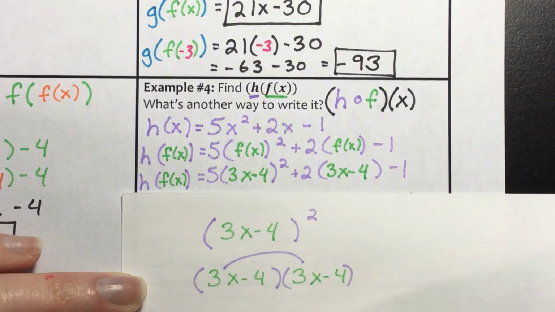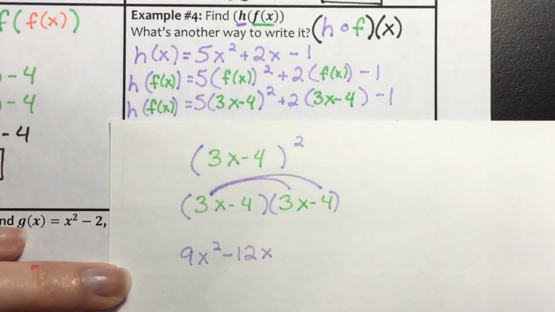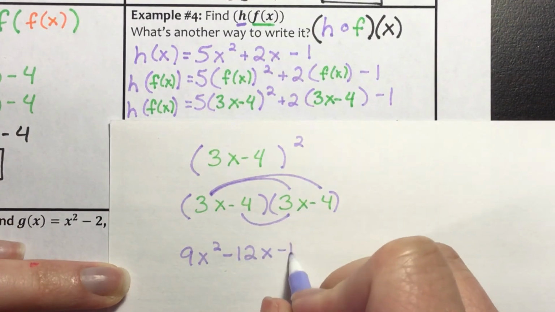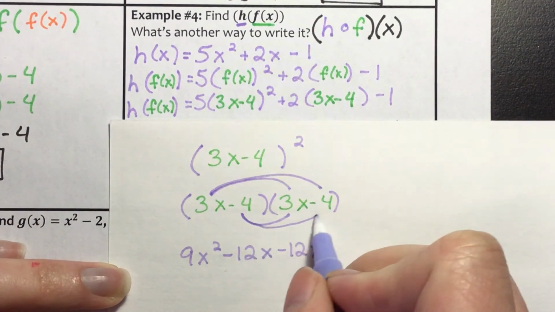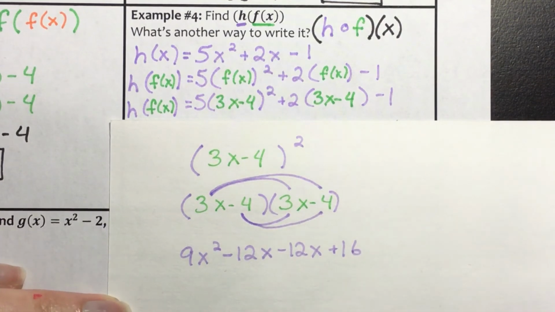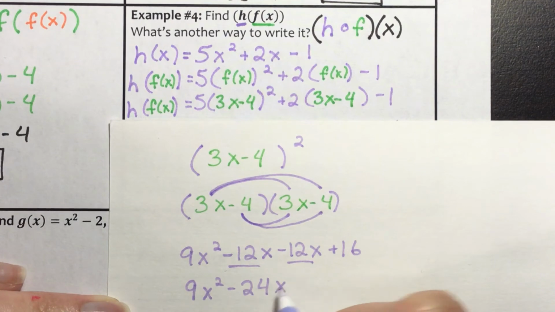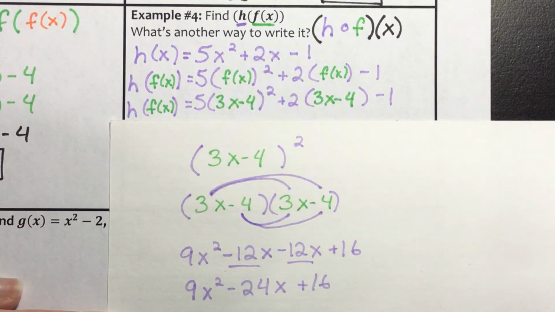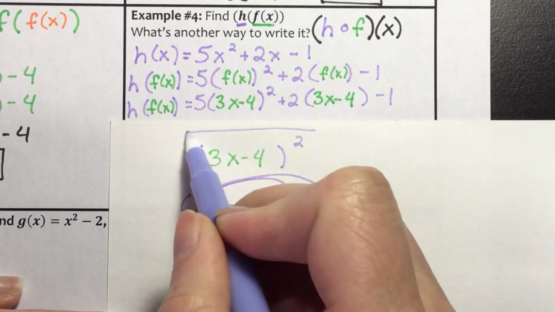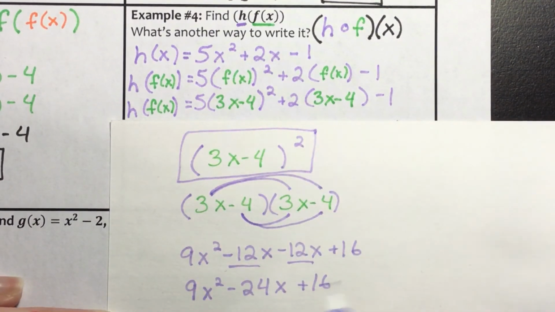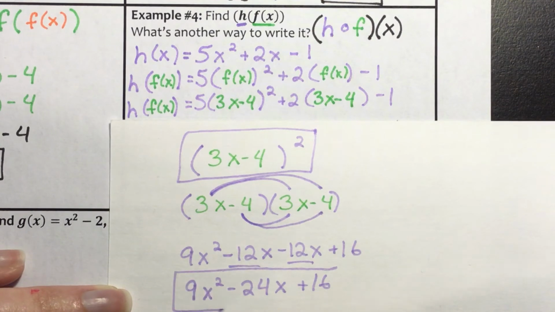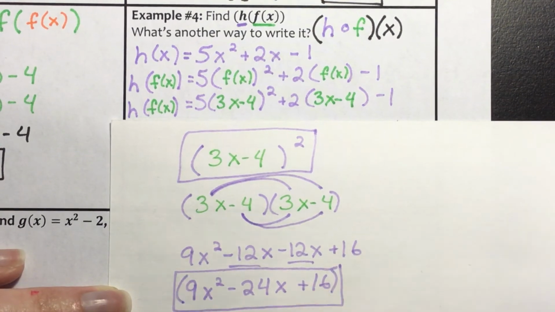So 3x times 3x is 9x squared. 3x times negative 4 is negative 12x. Negative 4 times 3x is negative 12x. And negative 4 times negative 4 is positive 16. And then we're going to combine like terms, which are these two middle guys. So we have 9x squared minus 24x plus 16. Where we had this piece in our function, we're going to substitute that out and replace it with this in parentheses.